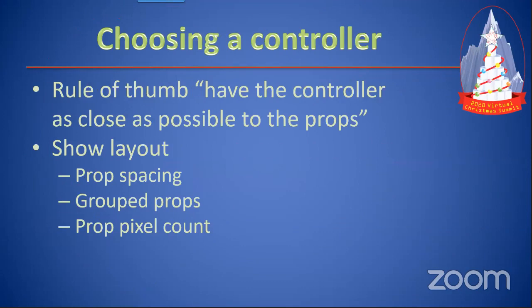So choosing a controller, the general rule of thumb is have the controllers as close as possible to the props. So when you're looking at your layout, look at your prop spacing, where are props grouped, and what is the pixel count of those? With the advent of the high density props, we have a lot of props that are 800 to 1,000 pixels nowadays, which obviously makes you have to look at your display a little bit differently.